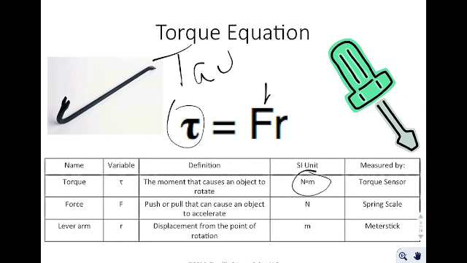We still have force, and we still have distance. This R term is the distance from the turning point. It's the distance from the pivot point. Okay, it's measured in meters. Now it gets its own variable because it's not just any distance. It has to be distance from the pivot point, and it's got to be perpendicular to the direction of the motion.